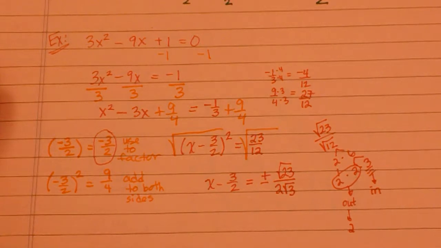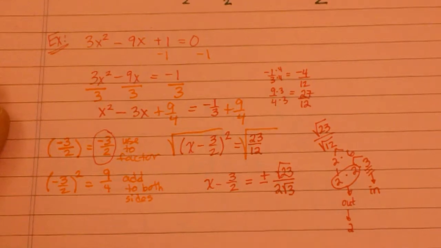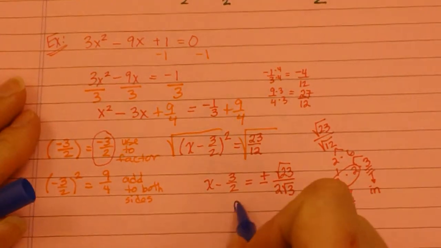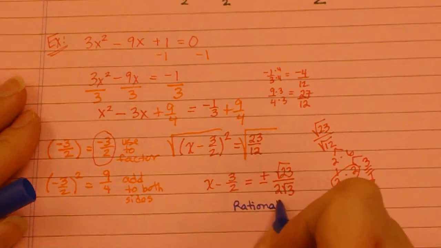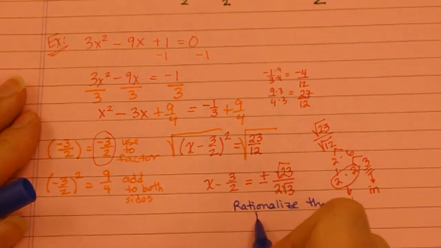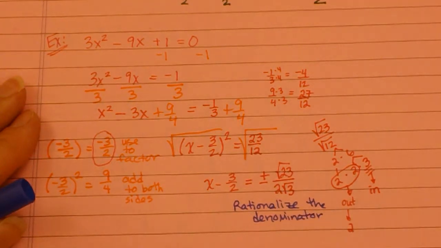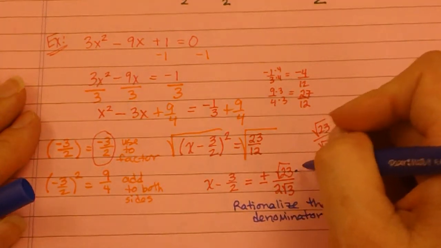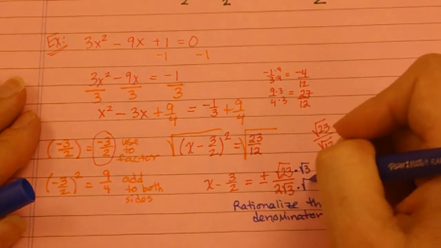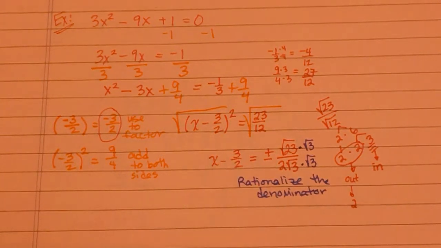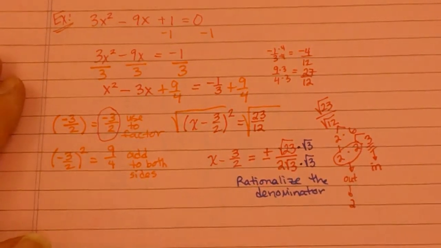Now we've seen these kinds of problems before, where we have a radical in the denominator. And in the past, we've always had to rationalize the denominator. This problem's not any different. We're going to need to rationalize this denominator. And we do that by multiplying the numerator and denominator both by the square root of 3. So I take times the square root of 3 times the square root of 3. I know I'm leaving this x minus 3 halves alone right now. That's okay, I'll deal with it in a minute.